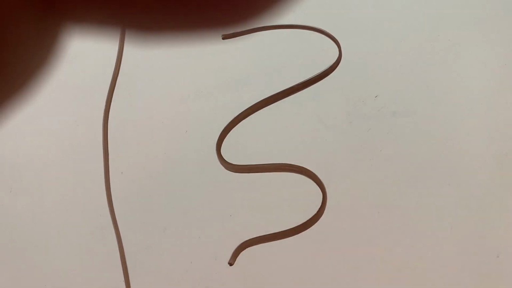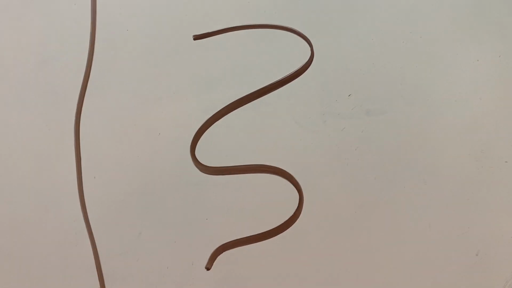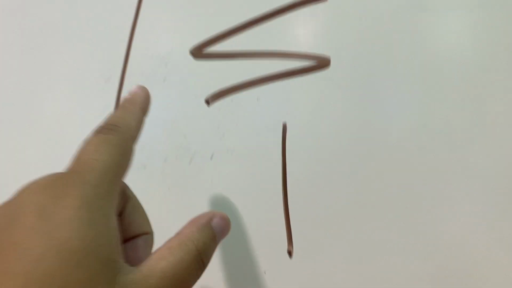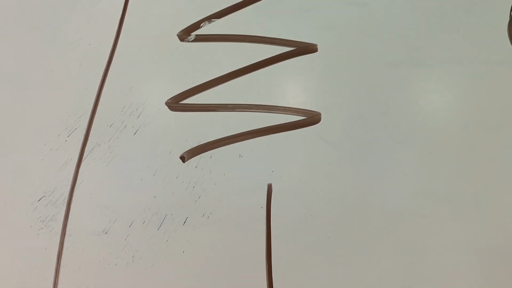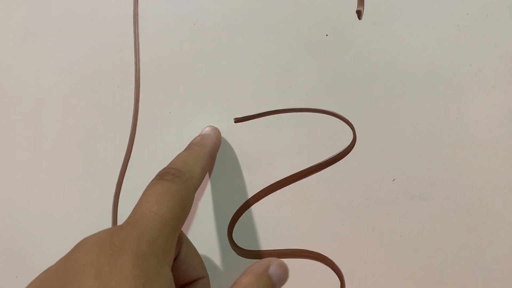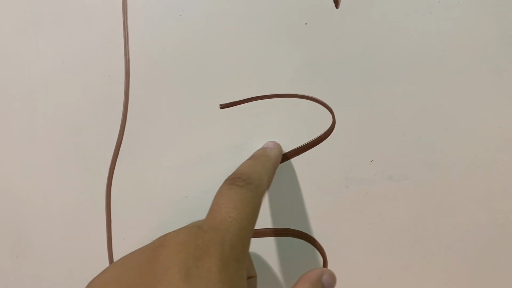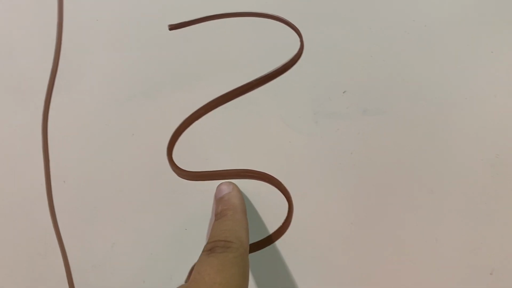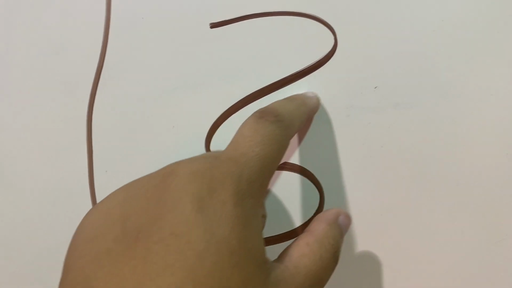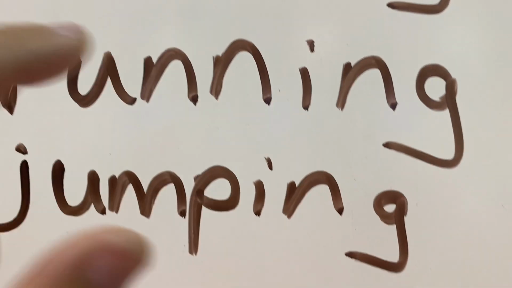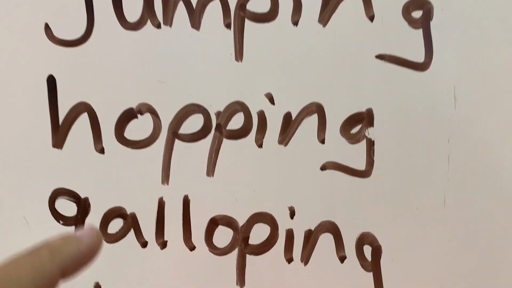The next pathway is a curved pathway. You might say, well, what's the difference between a curved pathway and a zigzag pathway? Do you see any difference? Right. The curved pathway is not as pointy or as sharp, so it's smooth circles all the way. So try it. Walking, running, jumping, hopping, galloping, sliding, and skipping.